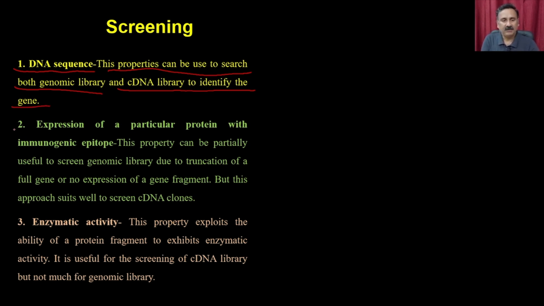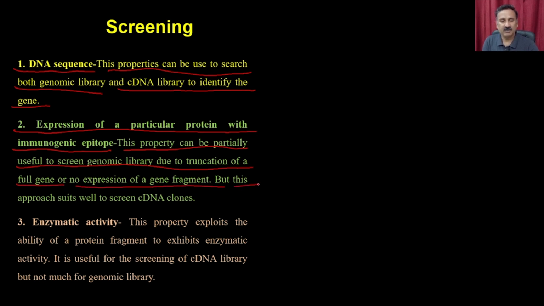Then we have approach number 2, the expression of a particular protein with an immunogenic epitope site. This property can be partially useful to screen a genomic library, due to truncation of a full gene or no expression of a gene fragment, but this approach is well suited to the cDNA library. So, you have an antibody which recognizes the protein of interest or the enzyme of your interest, right?